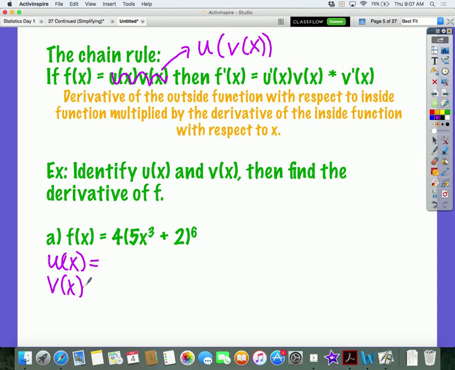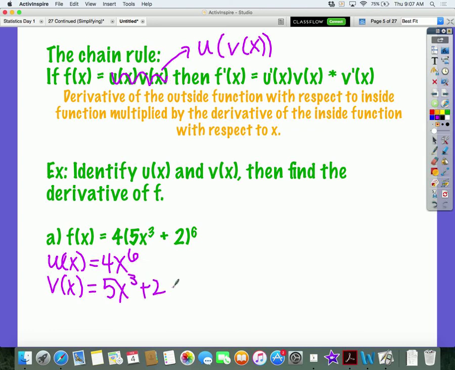U represents the outside function, V represents the inside function. Hey, I haven't heard from a few people, so from the folks I haven't heard from, one of y'all give me the outside function. 4x to the 6th. Is it U or V? U. It is U. So that means the inside function would be 5x cubed plus 2, yes.